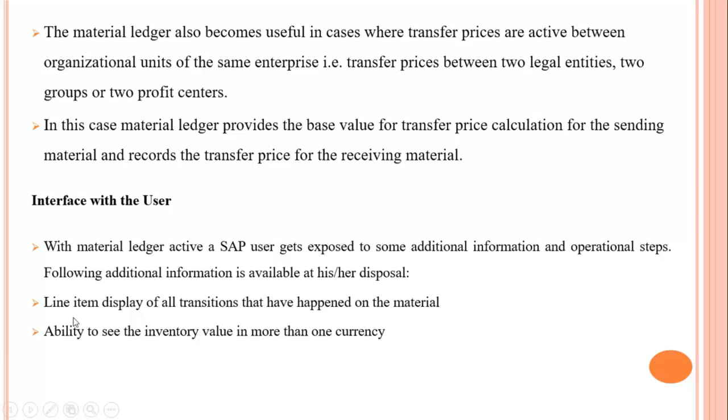The first information is a line item display of all transactions that have happened to the material. Okay, every change that happened to the material is displayed using this line item. Okay, so second is the ability to see the inventory value in more than one currency. So basically the material ledger is used to represent the inventory value in more than one currency, or you can say in multiple currencies. Okay, so this was all about the material ledger.